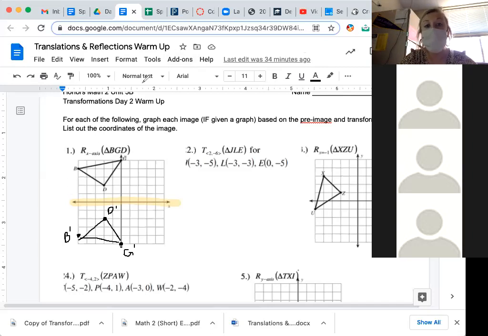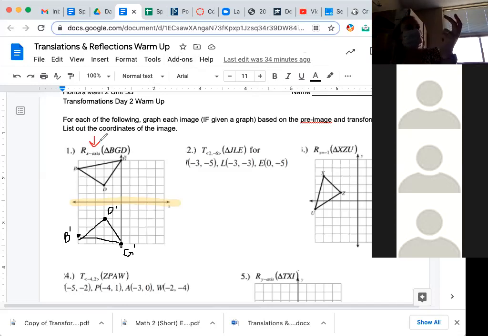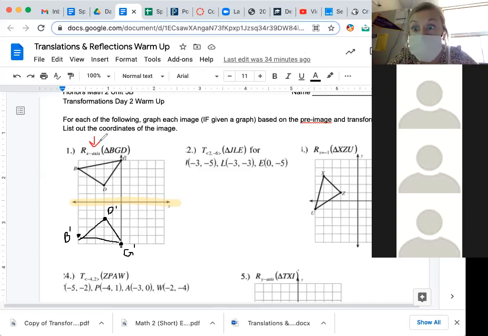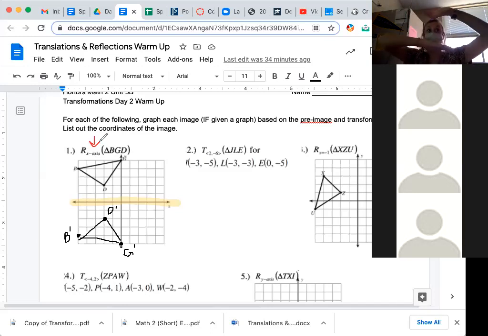What is our rule when we flip over the x-axis? First of all, make sure your phones and stuff are up and you're with me. When I flip over the x-axis, what kind of flip is it? Vertical. Everybody, if x-axis is here and you're in the top, that's going to reflect down. If you're already in the bottom quadrants, that's going to reflect up. It's a vertical reflection, which means what's going to change? What coordinate? The y value.